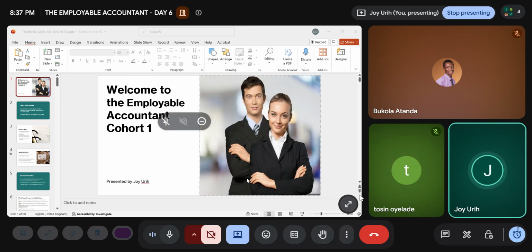So, our last class, we finished our preparation of financial statements, and today we are going to be looking at how to incorporate journals in our financial statements. So that's what we are going to be looking at today, how to incorporate journals in our financial statements.